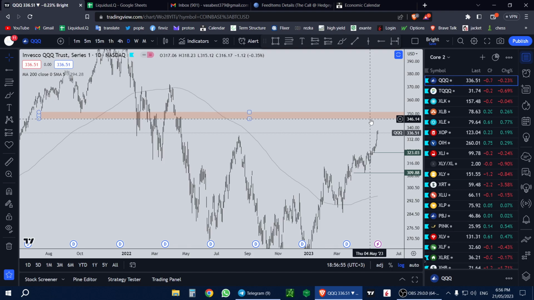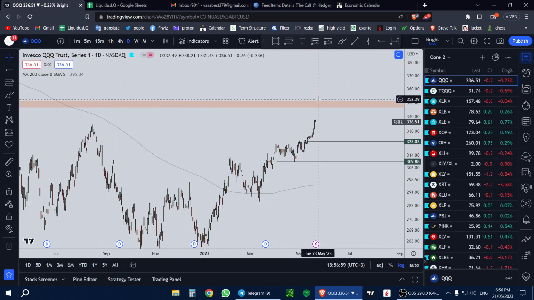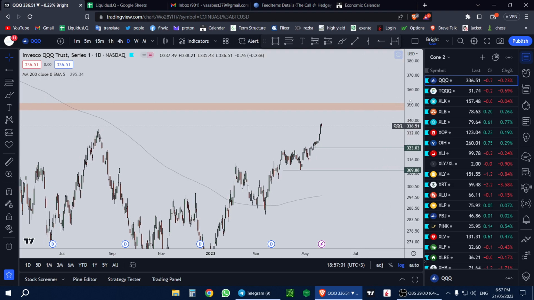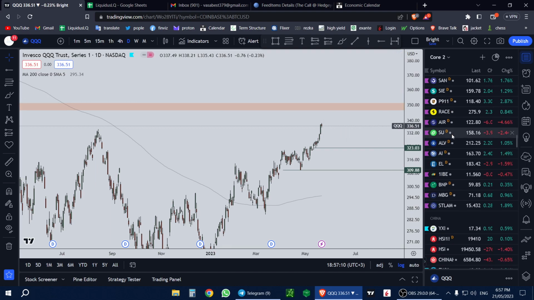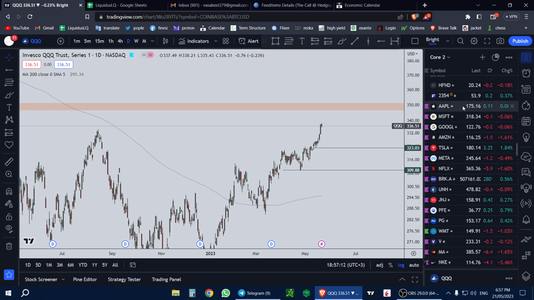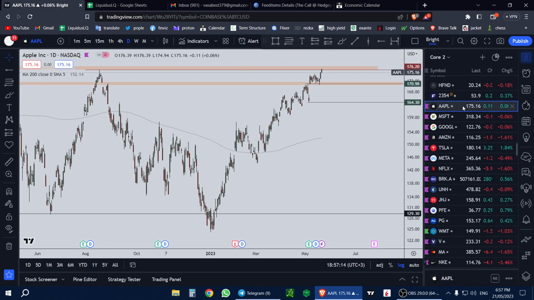Still has room to go up to 350, somewhere in that region, 350. The Nvidia earnings this week will be indicative. Apple, Microsoft, and if you look at all of the big names, yes, I acknowledge they are very overextended on a trending basis.